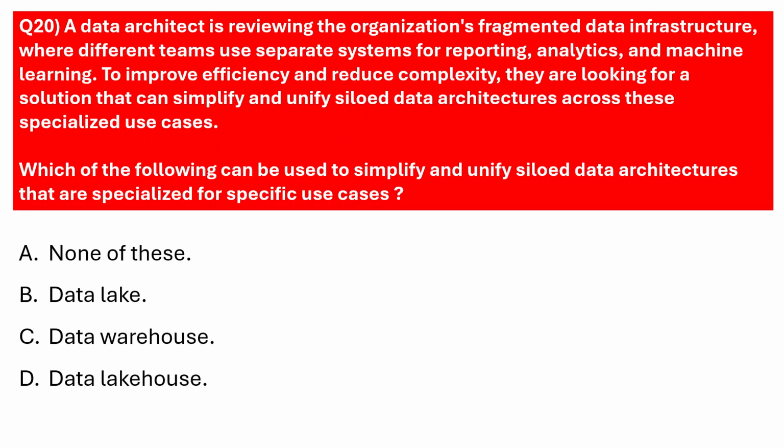Q20. A data architect is reviewing the organization's fragmented data infrastructure, where different teams use separate systems for reporting, analytics, and machine learning. To improve efficiency and reduce complexity, they're looking for a solution that can simplify and unify siloed data architectures across these specialized use cases. Which of the following can be used to simplify and unify siloed data architectures that are specialized for specific use cases? A. None of these.